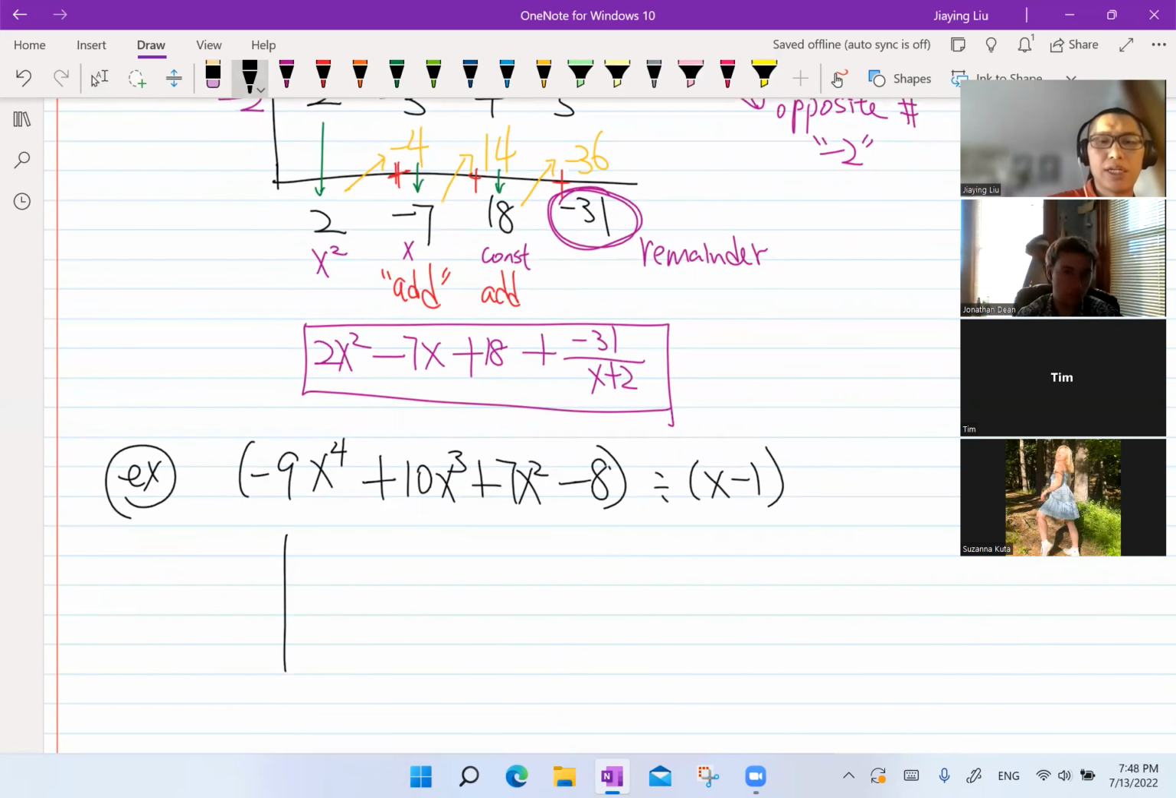So again, I'm going to write down the coefficients. We get -9, 10, 7. Now, be careful. So we have x to the 4th power, x cubed, x squared, that's 7.